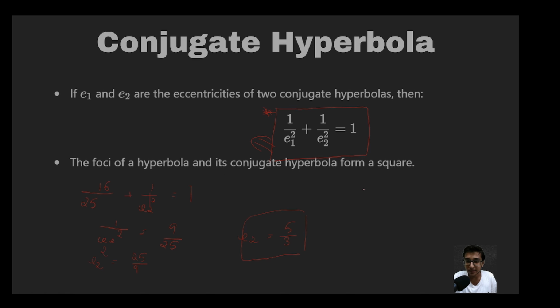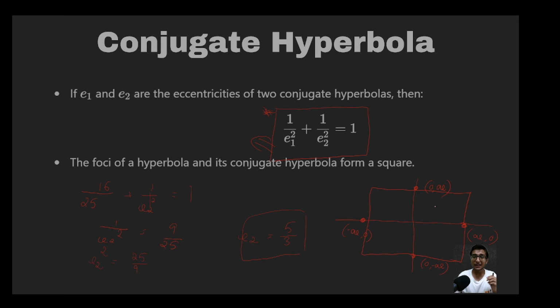Now one more concept that you can find out from conjugate hyperbolas is that the foci of both these hyperbolas always form a square. So let's say the foci of the first hyperbola would be AE comma 0 and minus AE comma 0. And when I conjugate it, what would it become? 0 comma AE and 0 comma minus AE. If I was to join these with straight lines, then this would always become a square.